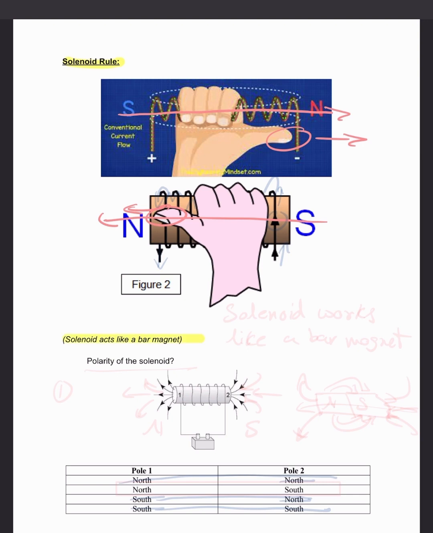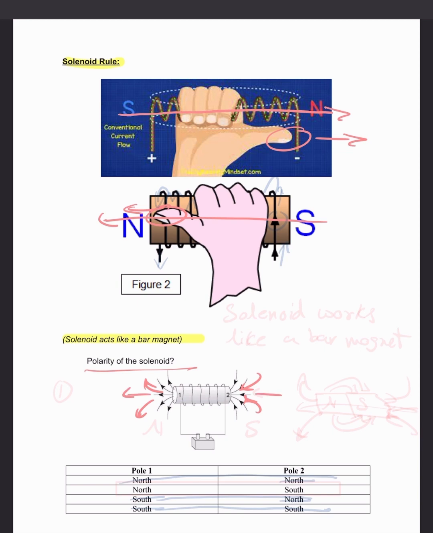Now, I know this might be difficult to understand, so let's look at it more precisely with an example. So what is the polarity of the solenoid? Okay, let's take a look at this. So we can see that this is going into it, and this is coming out. And we can only assume this to be the magnetic field going in and coming out of the solenoid.